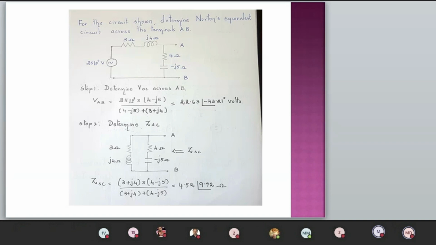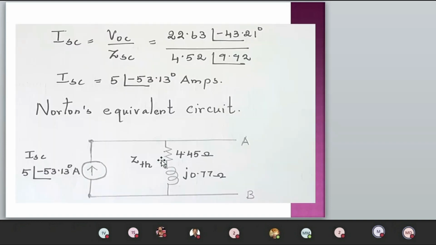Now, short circuit impedance or Thevenin's impedance. Okay, I have to deactivate the voltage source, so I have to short circuit the voltage source. I have to draw a straight line. Now 3 plus J4 is connected in parallel with 4 minus J5. I want to find the equivalent impedance, which is 4.52 angle 9.92. Now the short circuit current is open circuit voltage divided by this impedance. So the short circuit current is 5 angle minus 53.13.